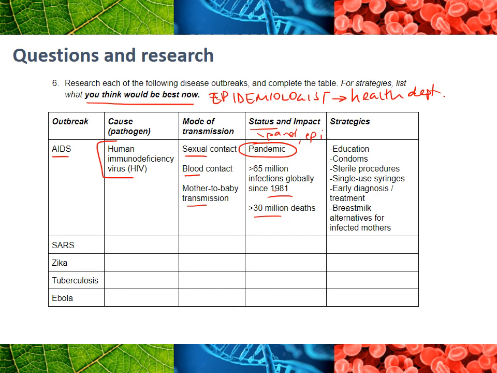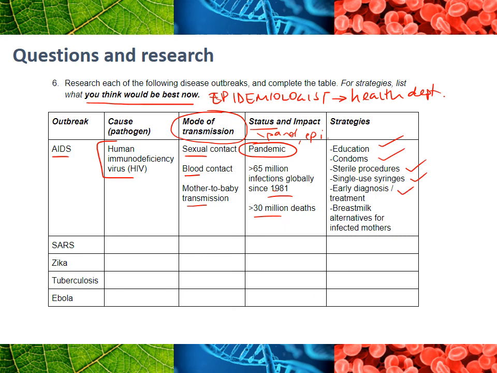Strategies based on this mode of transmission would be educating people about the disease and how it's spread, ensuring provision of condoms to people, having sterile procedures in hospitals, anywhere where blood is involved, using single-use syringes. So, for example, for IV drug users, ensuring they have safe injecting practices.